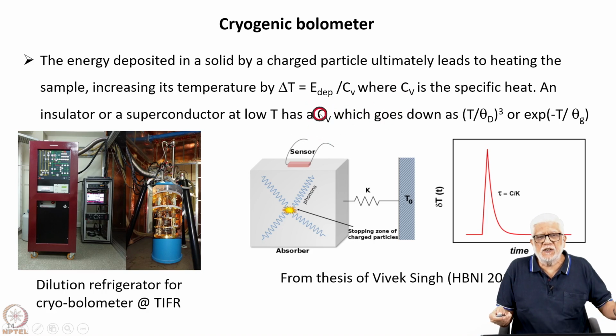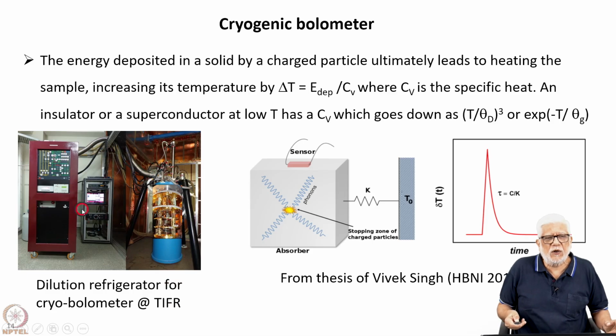So, even for a very tiny deposit of energy, you get a measurable increase in the temperature of the substance. And so, this is a setup at the Tata Institute, which was built to actually try to measure neutrino-less double beta decay in 124 tin. So, this is the cryogenic part, and this is the control part.